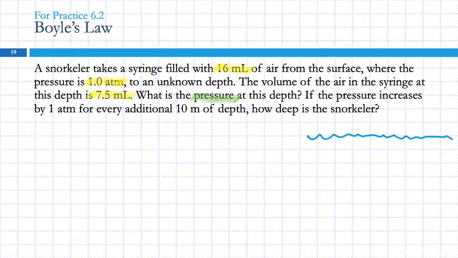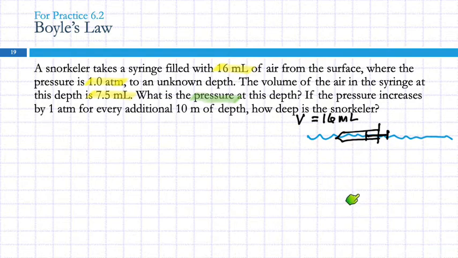And we have a syringe. So here's our syringe. It's closed at one end. And there's the plunger. And this is telling us that there's 16 milliliters of air in it up here. So the volume of the syringe is equal to 16 milliliters. And then the snorkeler takes this down. We don't know how far, but takes it down.